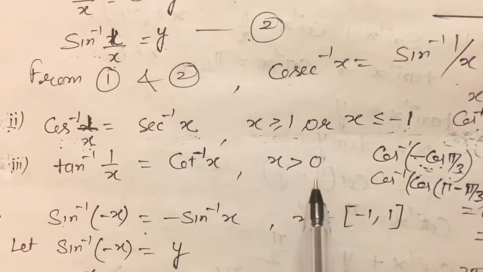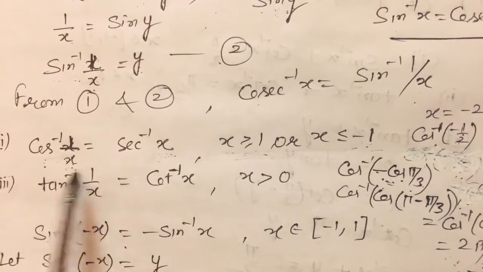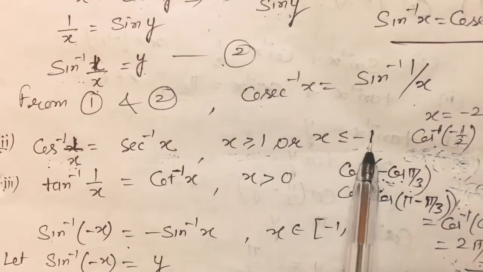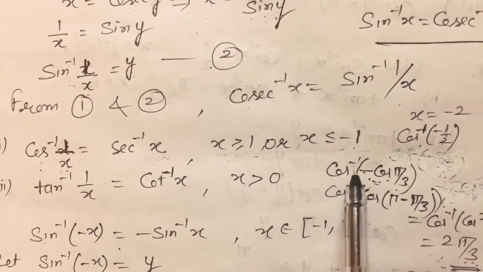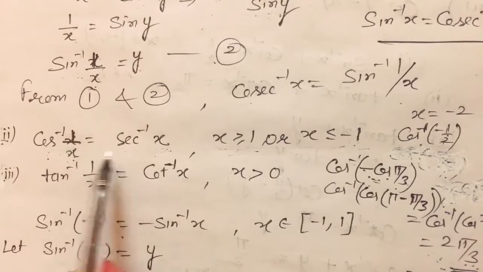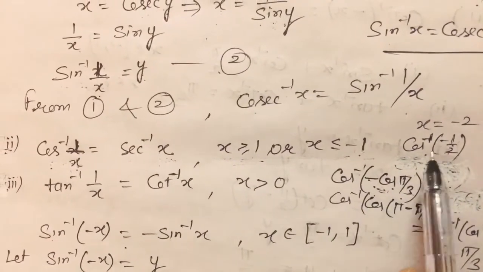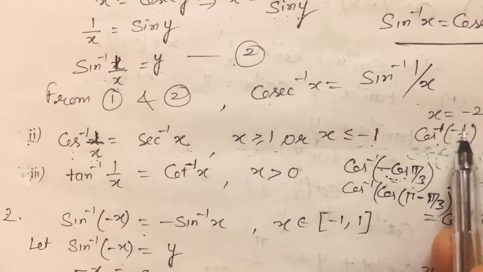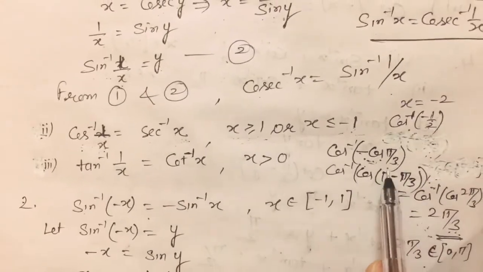Now I am taking a negative example for showing this. If x is less than -1, suppose -1/2, that means we can write cos inverse 1/x, and cos inverse 1/x here, I have taken cos inverse -1/2, and -1/2 is minus cos pi by 3.